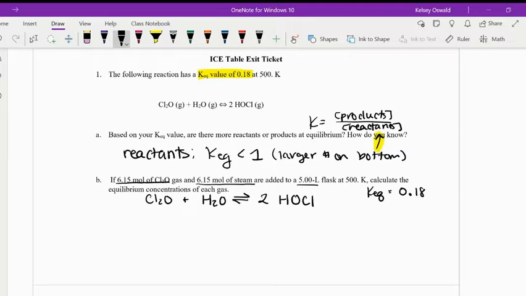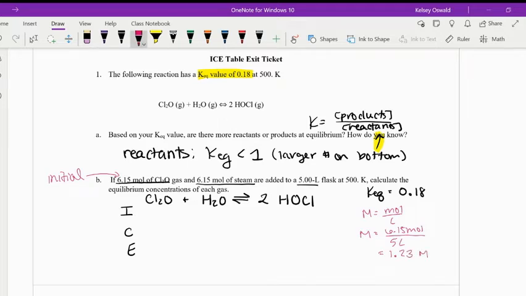Remember our hint that we need to set up an ice table is that we're given initial values, not equilibrium values. The unit for our ice table is going to be molarity. So if we're using an ice table, since we are given initial values, we need to calculate our molarity here. Remember, molarity is equal to moles over liters. So if we have 6.15 moles in 5 liters, our initial concentrations of our reactants would each be 1.23.